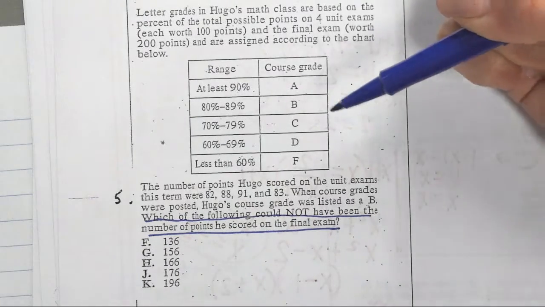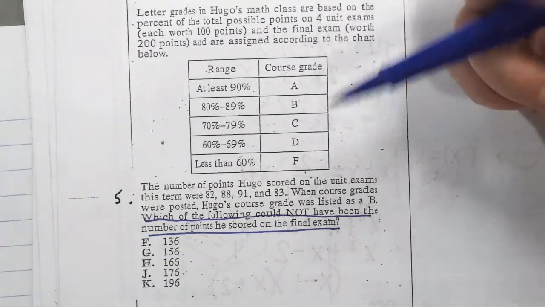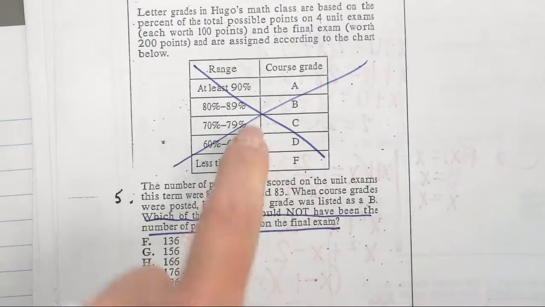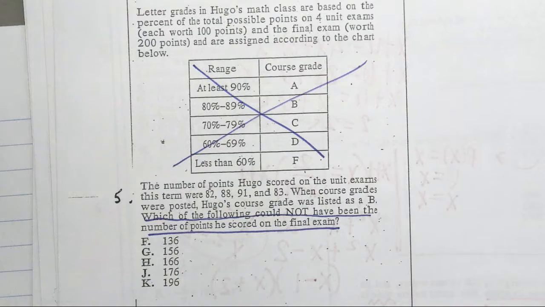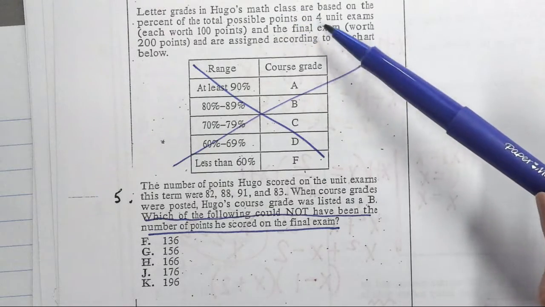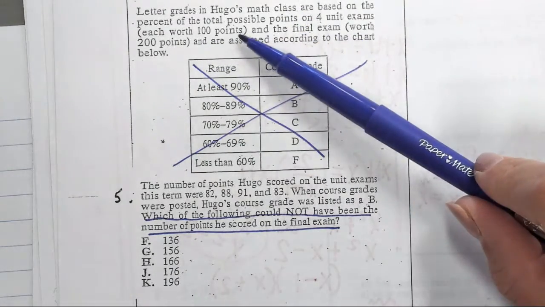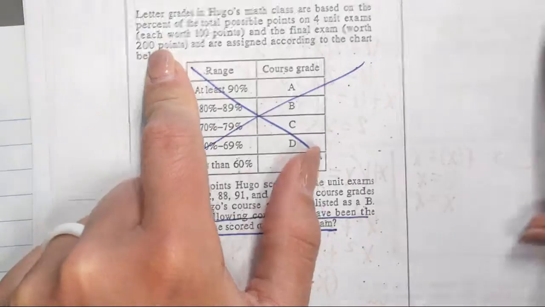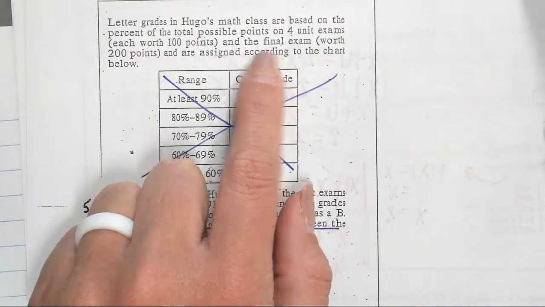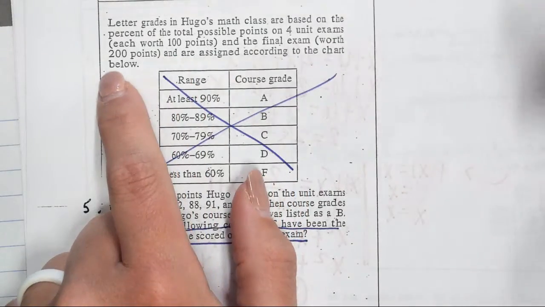But the one thing you don't have to look at is this, because you know what an A, B, C, D, whatever is, F. Now let's read at the top. It says that he has a math class. He's had 4 unit exams, each worth 100 points, and the final exam is worth 200. That's important. I'm going to read it again. The 4 exams he took are 100 points each, but the final is worth 200.